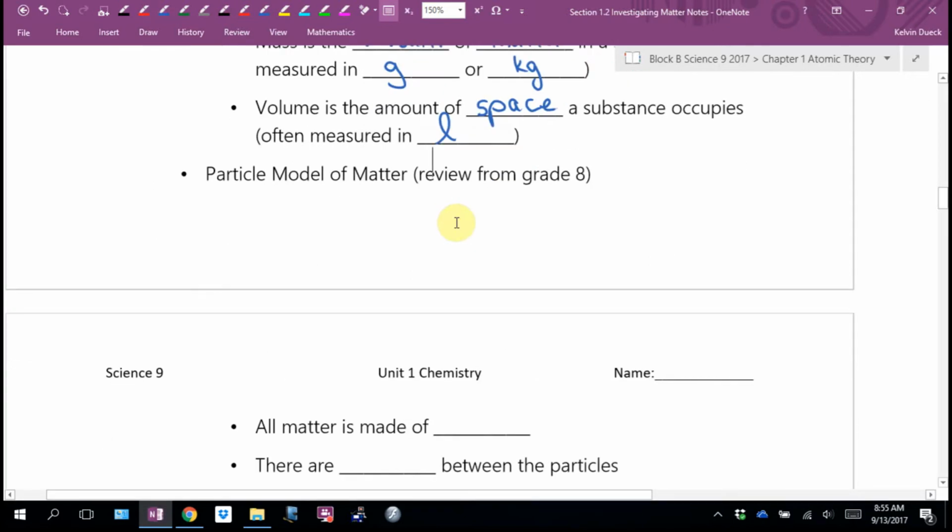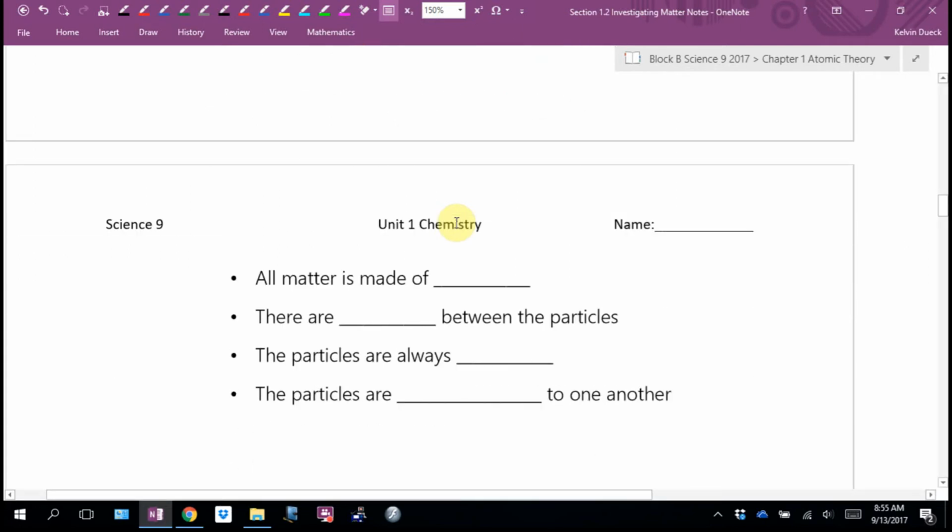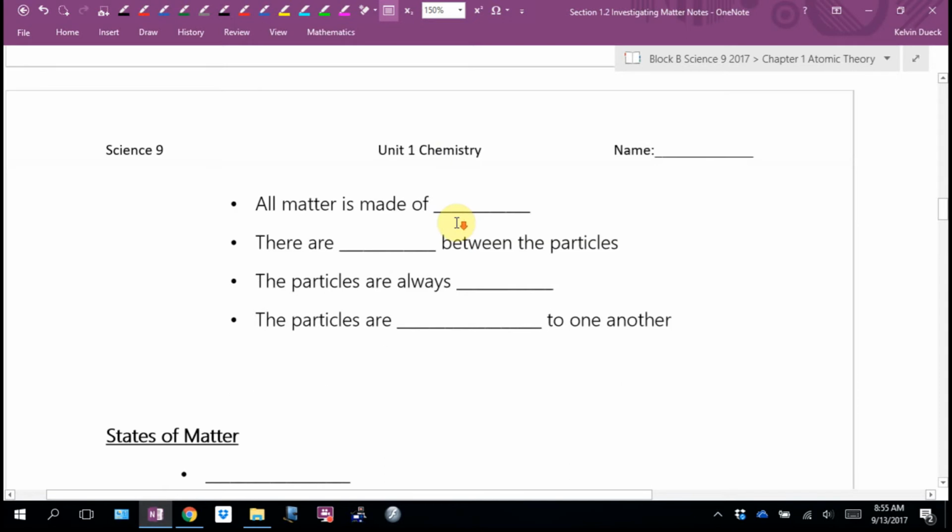Last year in Science 8, you learned what we call the particle model of matter, in theory. But I'm going to pretend you forgot it all, so I'm going to recover it. In Science 8, you learned that all matter is made up of particles. Remember that?